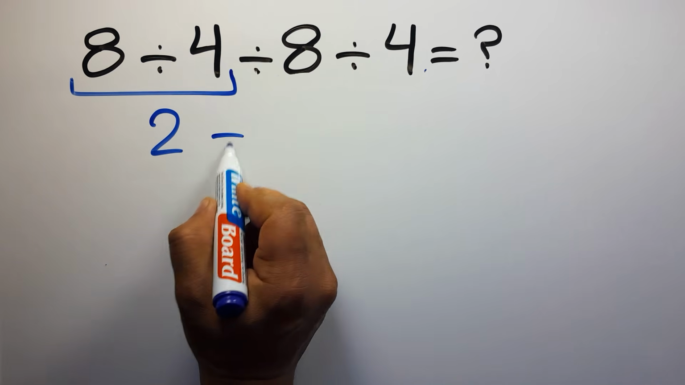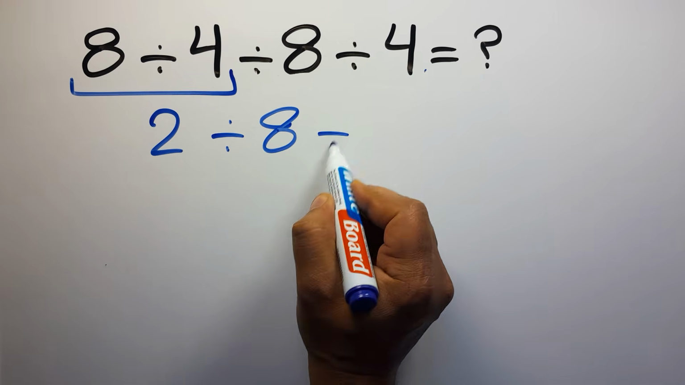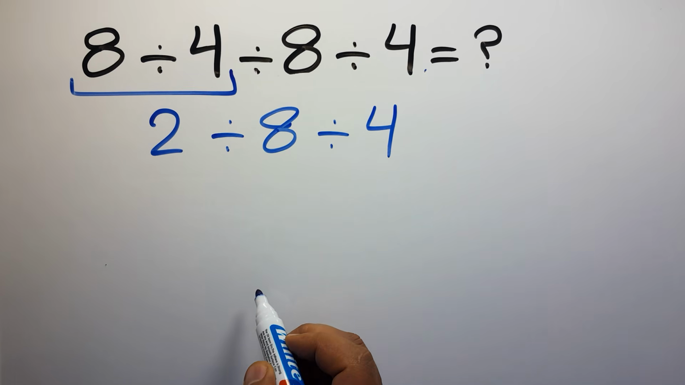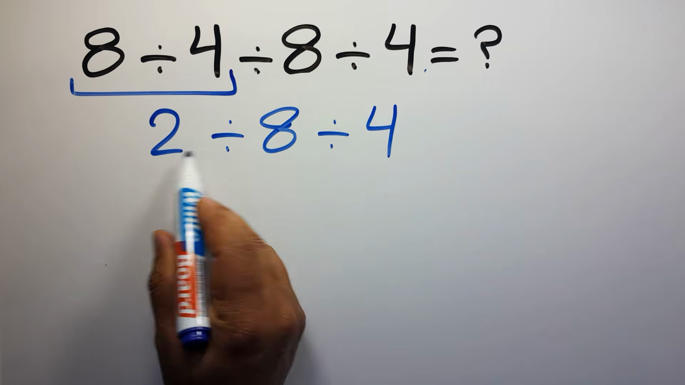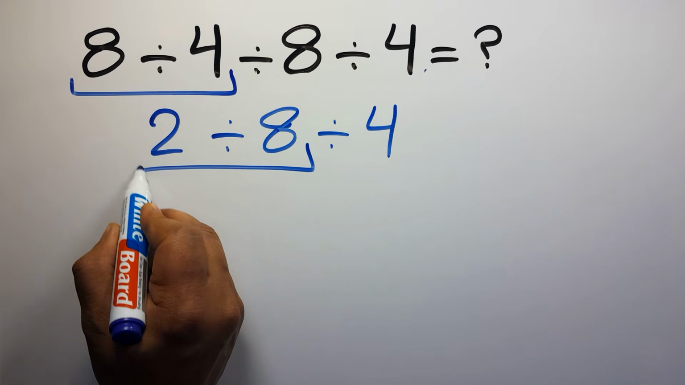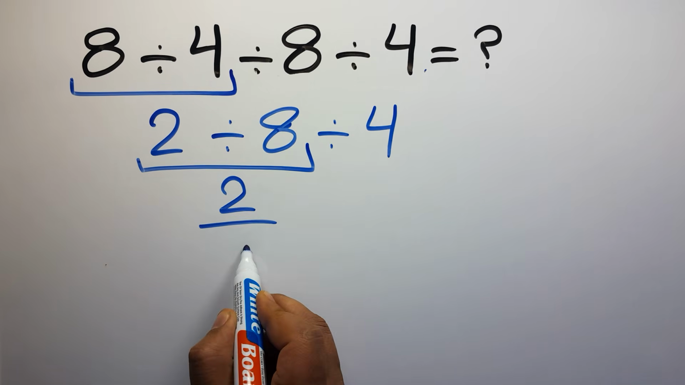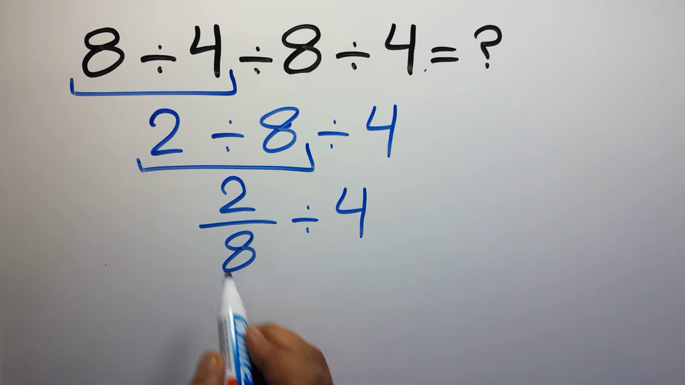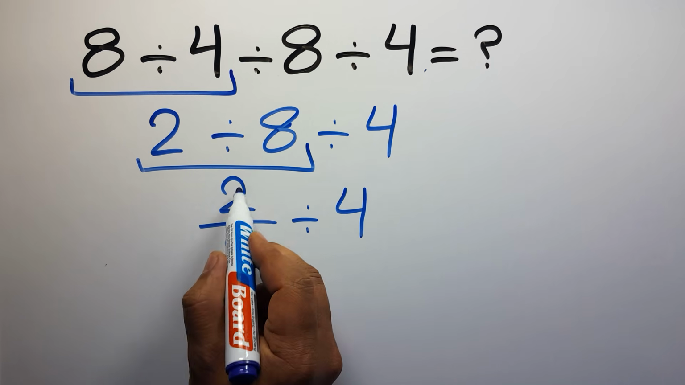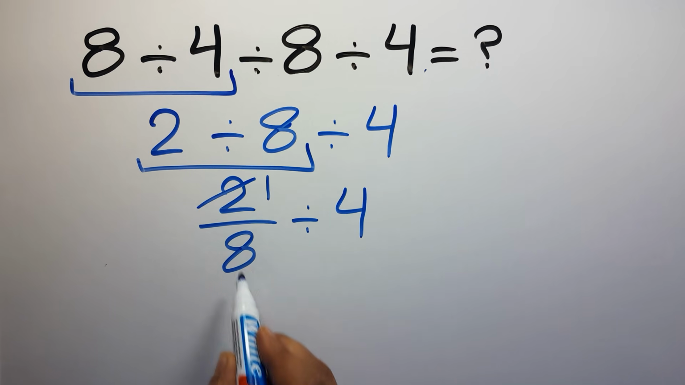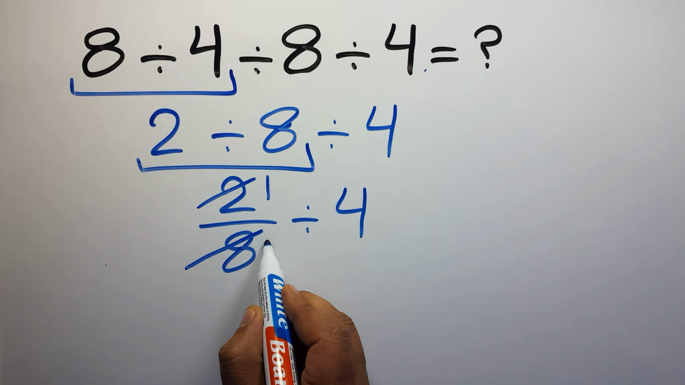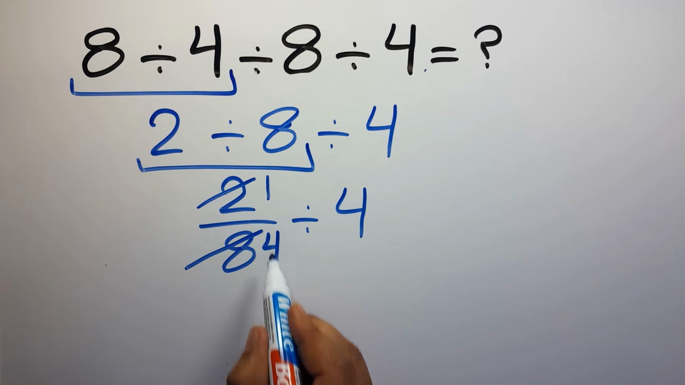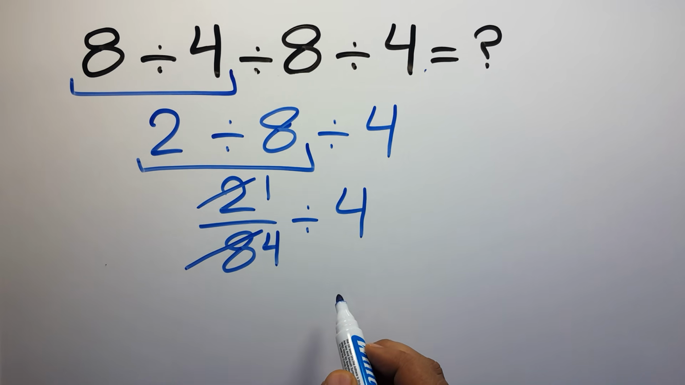So 2 divided by 8 and again divided by 4. Now we have to do this division. 2 divided by 8 can be written as 2 over 8, then divided by 4. Now let's simplify this fraction. 2 divided by 2 gives us 1 and 8 divided by 2 equals 4. So 1 over 4 divided by 4.